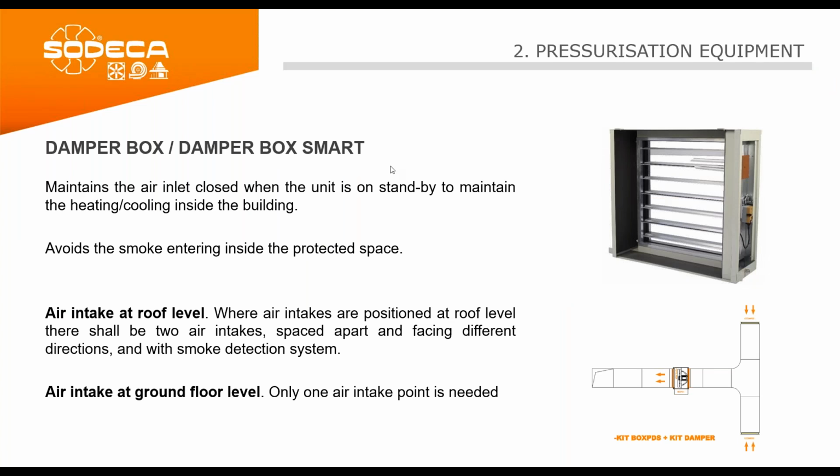Talking about this damper box, this motorized damper with the fast response actuator and a built-in smoke detector: if we install the air intake at the ground level, only one of these damper boxes is needed. But if we install them at the roof level, we need two air intakes, and they should be installed at different facades.